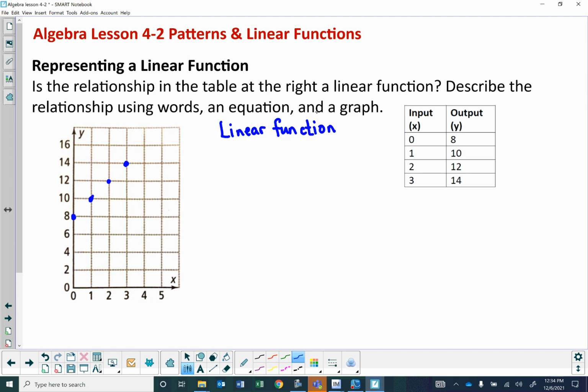The last table we did was horizontally. This table is vertically. So I'm going to look at the difference between my y values. From 8 to 10, we add 2. From 10 to 12, we add 2. From 12 to 14, we add 2.